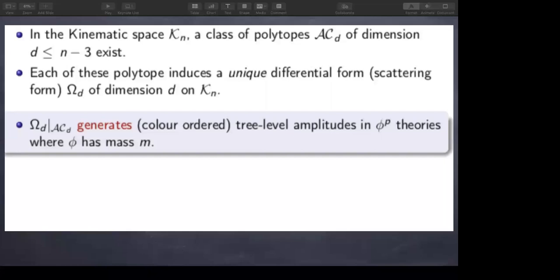then they start generating, for different choices of this polytope, amplitudes in any phi to the p theory, where phi can in principle have mass m, though just for simplicity we will look at m equal to 0. So this is the rough structure of the program that we will look at in much more detail.